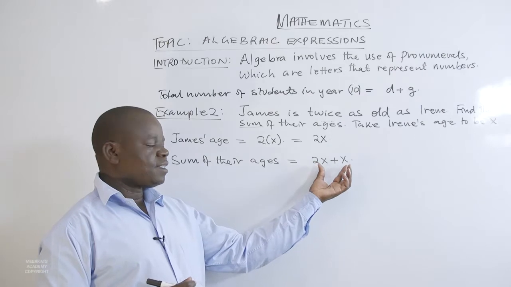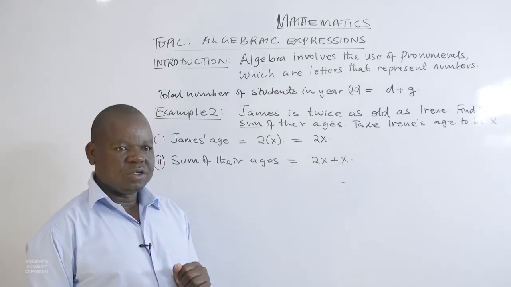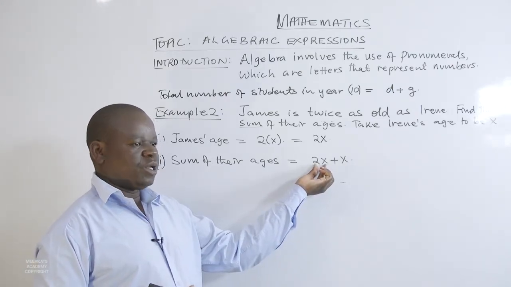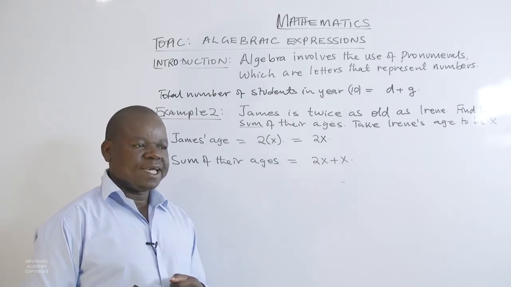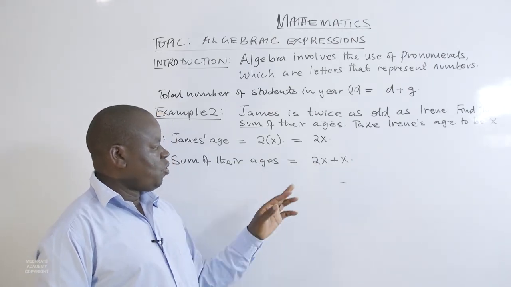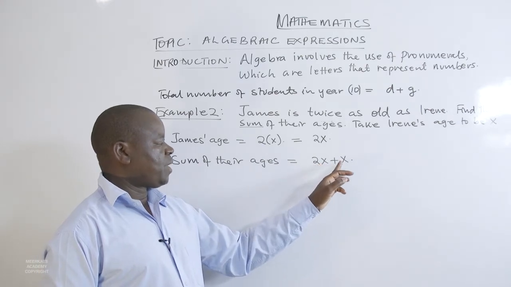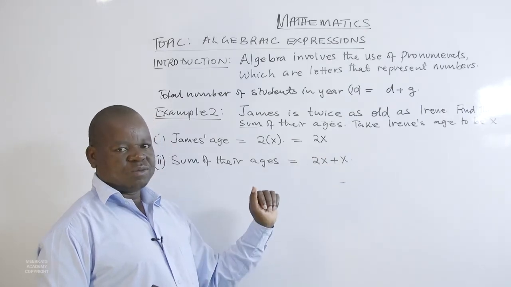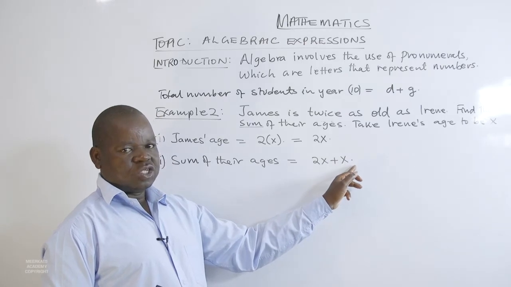The sum of their ages is now 2x plus x. Why is it 2x plus x? The first part represents James' age. The second part represents Irene's age. So in this case, the sum of their ages is 2x plus x, where the first part is James' age and the second part is Irene's age.